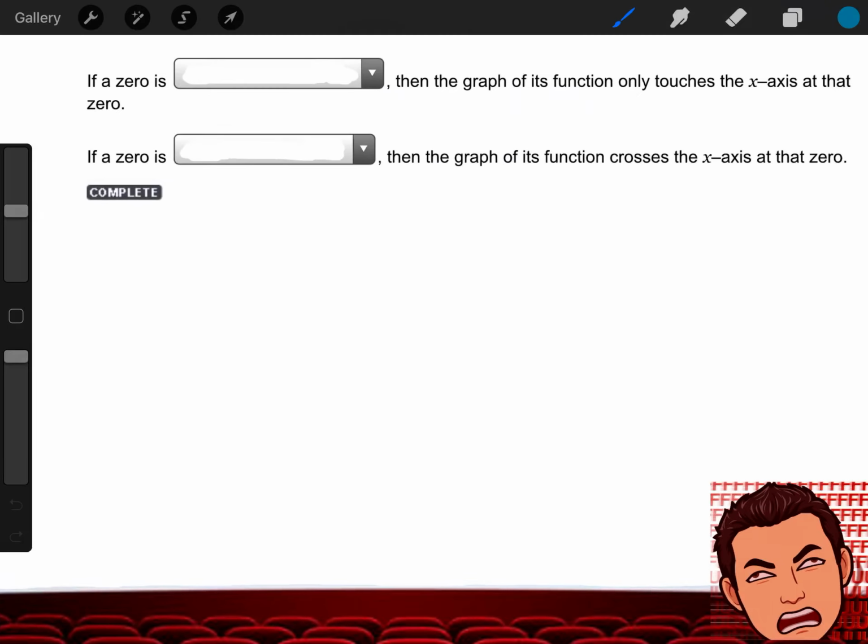So this is basically talking about the multiplicity and how the graph is going to look on the xy axis. The one that only touches and does not cross is going to be the one with an even exponent. What about the one that crosses the x-axis? It's going to be odd.